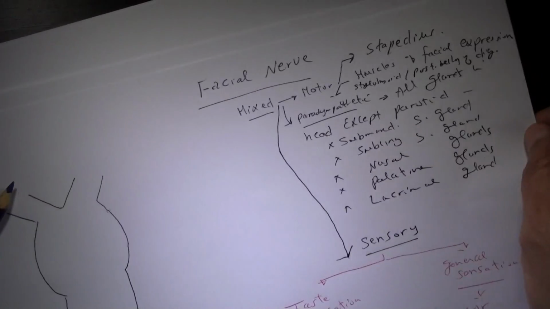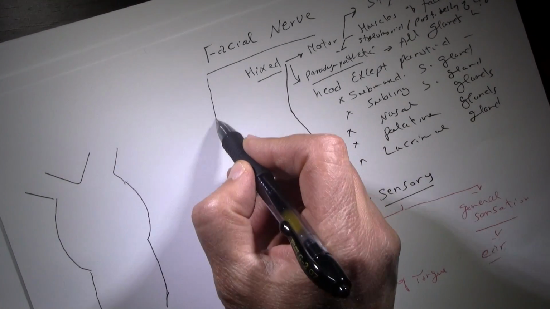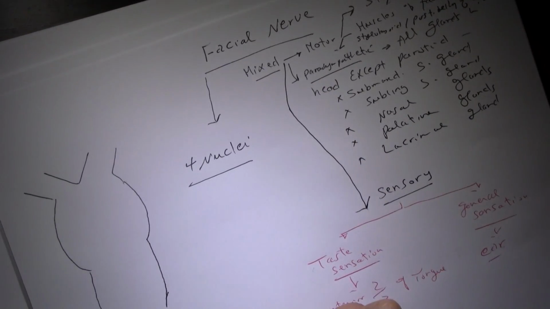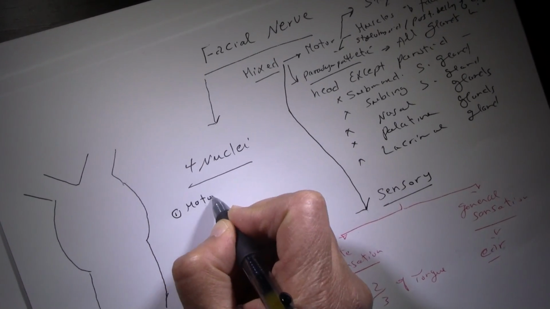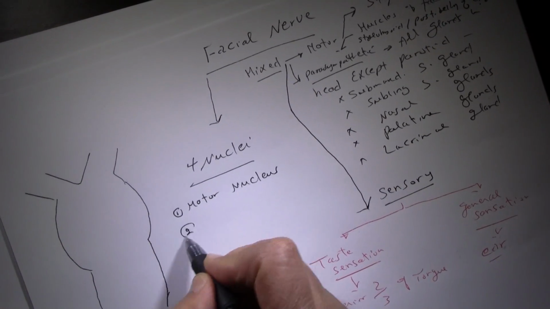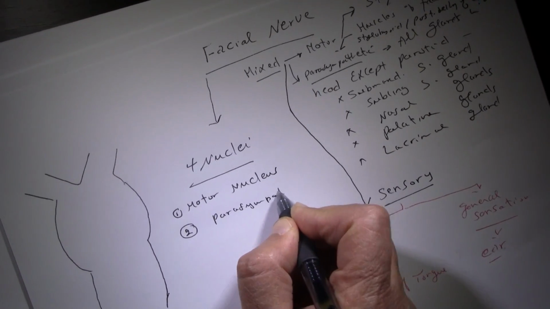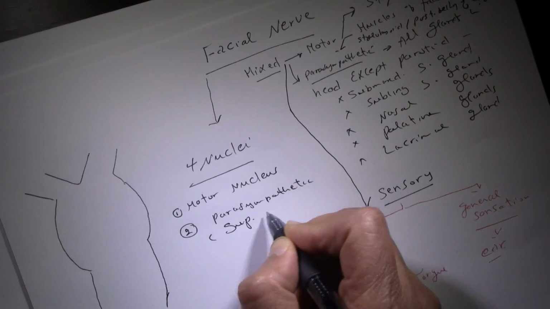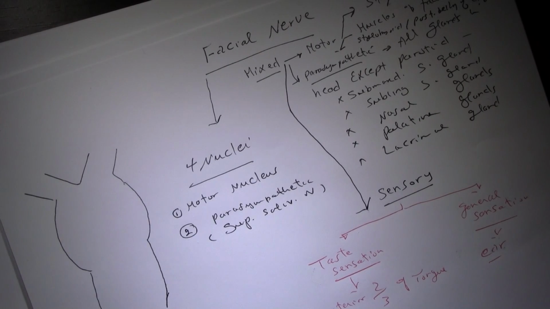That's why when you go into the brainstem, you will see that the facial nerve is related to four nuclei. The first nucleus is the motor nucleus. The second nucleus is the parasympathetic nucleus, called the superior salivatory nucleus. The inferior one is related to the glossopharyngeal nerve.